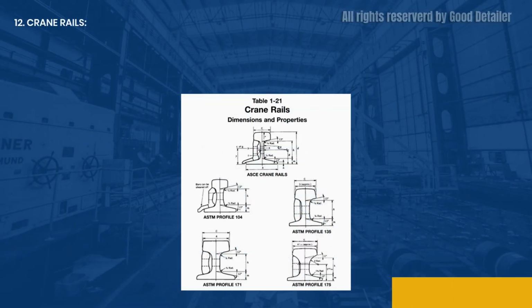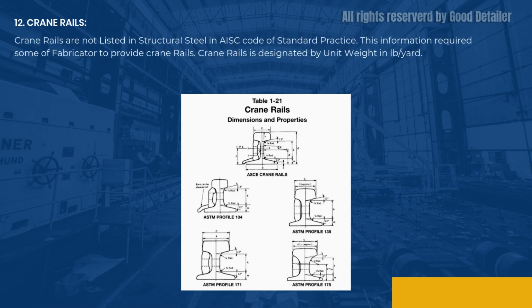Twelfth, crane rails. Crane rails are not listed as structural steel in the AISC Code of Standard Practice. This information is required from some fabricators to provide crane rails. Crane rail is designated by unit weight in pounds per yard. Most of the time, crane rail manufacturers provide a catalog, or they should be consulted.